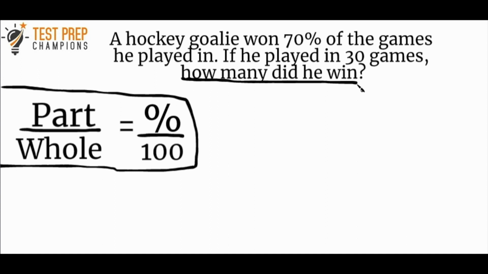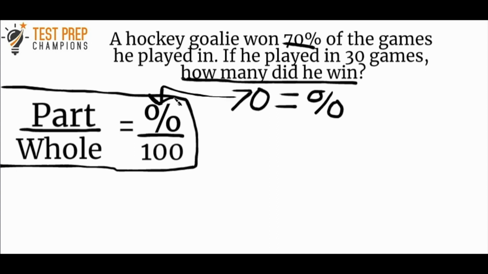All right, so now let's look at the information that we're given here. So we're given this one number here, we're given 70. Okay, so we're told that the percent is 70. All right, so I can tell you this right off the bat. In this formula here, for percent, we're going to be plugging 70 in just a moment. So now we see this. If he played in 30 games, how many did he win?